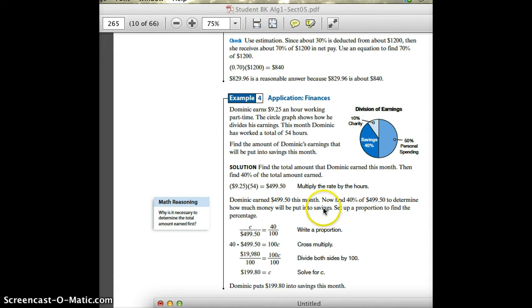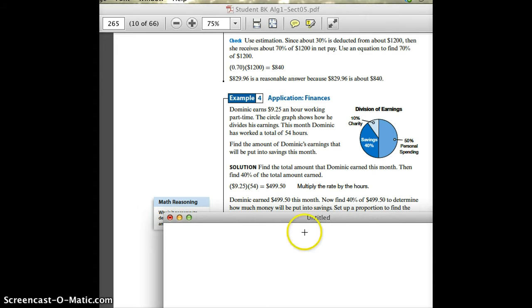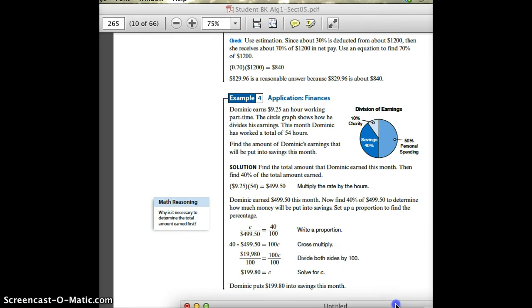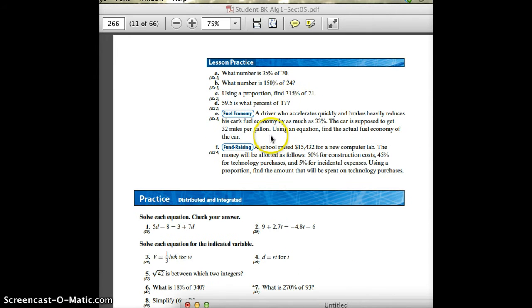So savings is 40%. Okay, so 40% of 499.50. They did it as a proportion, and you could just say, okay, 40% of 499.50. So that's 0.40 times, of means times 499.50. Go ahead and multiply that, and you should have gotten 199.80. Okay. Go ahead and do the lesson practice.